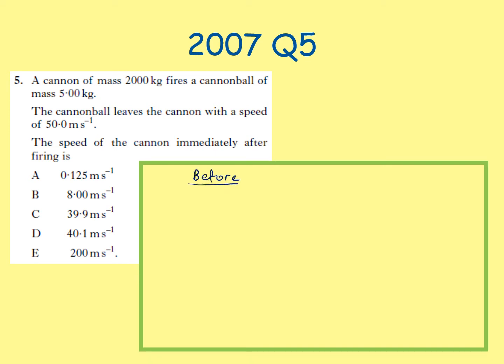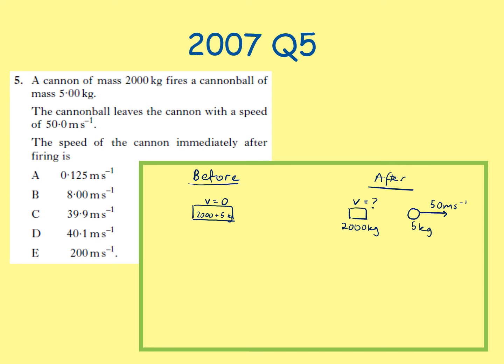So before, we have a cannon and a cannonball. That's a combined mass of 2,000 plus 5 kilograms. And this is travelling with a speed of 0. Afterwards, we have the cannon and the cannonball separately. So we've got 2,000 kilograms here, and we have 5 kilograms just here. The cannonball leaves the cannon with a speed of 50 meters per second, so we can add this 50 meters per second on, and we want to calculate the speed of the cannon after.